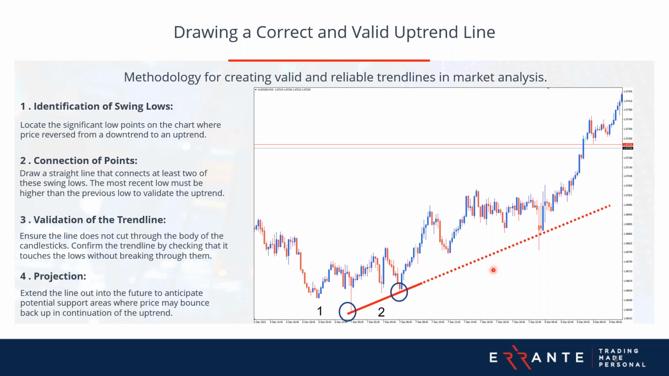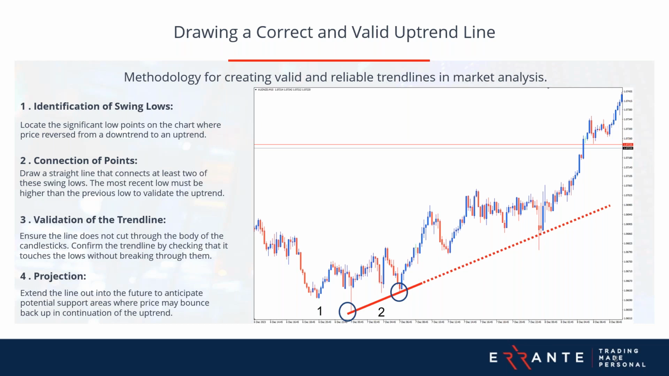So this projection is where you will watch for future price interactions. If the price approaches this line and respects it, the uptrend is still in play. Remember, a valid trend line in an uptrend is a tool for anticipating future support levels. It allows us to predict where the market may find renewed buying interest and continue the upward trend.